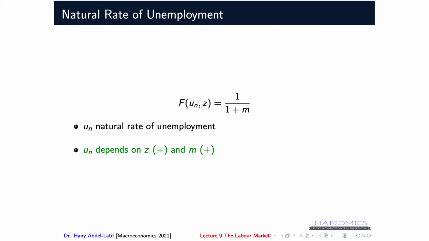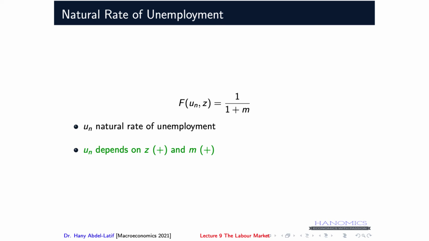And that depends on two things. It depends on Z and M. So the markup and that Z variable that we say catches all other variables. And the relationship is positive, as you can see. So a higher markup means a higher level of natural rate of unemployment. A lower level of the markup means a lower level of natural rate of unemployment. The same thing with Z. So think of Z as unemployment benefits, just to make it easier for you to understand what we mean by Z. Because we say that Z can refer to other things too, but just to keep it simple, just think of unemployment benefits.